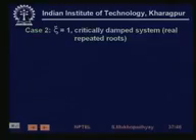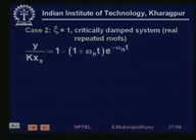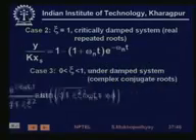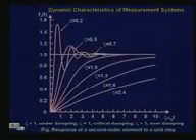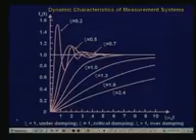Then we have a case when xi, or zeta, is equal to 1, which is called the critically damped case. The last case is when xi is between 1 and 0. That is called the underdamped case. So the plot actually looks like this. This is of interest to us. You see that this is the step response. So the input applied is this. This is the input.